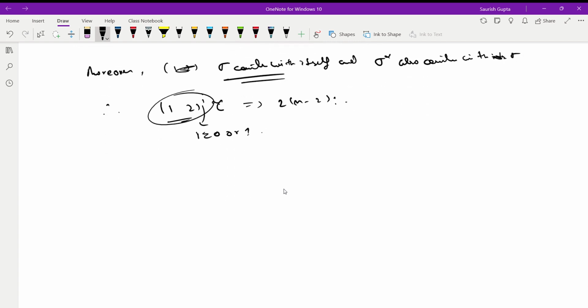Okay. Clear? Now, is our observation precise? That is, are these the only elements? That is what we need to check.